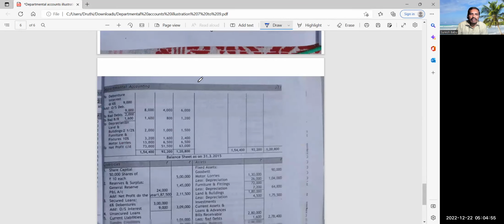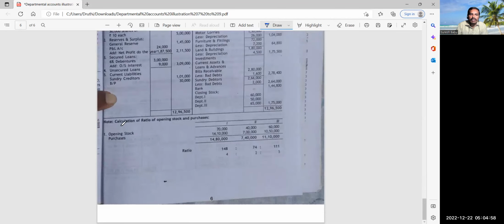Before explaining this, let me take you through this note. Opening stock, department 1, 70,000, 40,000, and 60,000. Purchases, 14 lakh 10,000, 7 lakhs, and 10 lakh 50,000. So total 14 lakh 80,000, 7 lakh 40,000, 11 lakh 10,000. Now the ratio is seen, which is very, very important. Subsequently, when you subtract, zeros, zeros, 4 zeros, 148, 74, 111, correct?